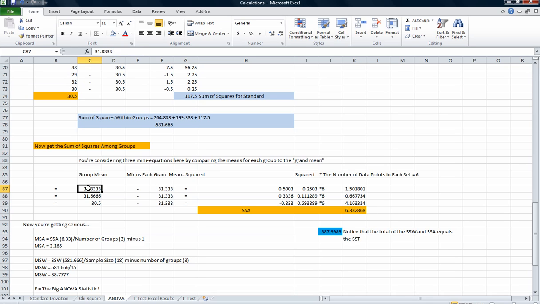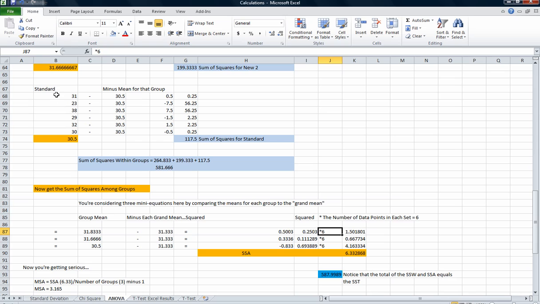So for group 1, you subtract 31.833 minus 31.333. You get 0.5 and multiply it first times itself, and then you multiply it by the number of data points in each set. So times 6. There were 6 data points in each set, so you can see 1, 2, 3, 4, 5, 6. And then you get 1.50, and you do the same thing for all 3.